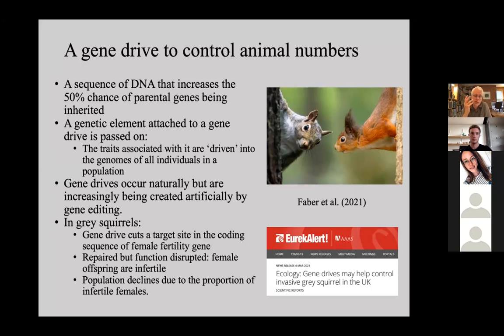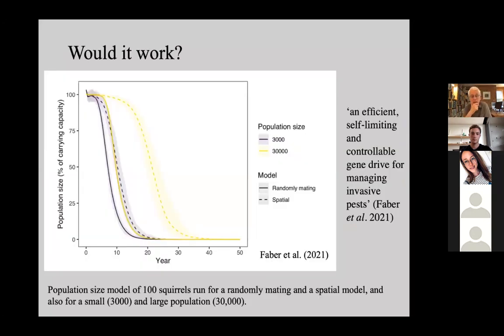And in grey squirrels, you can do it so it cuts a site in the coding sequence of the female fertility gene. It's repaired but disrupted, so female offspring are infertile, and therefore the population declines. Would it work? Well, the paper suggests that it would. This is a modeling with different assumptions about mating, different assumptions about starting population size. But it would be capable of driving the population of grey squirrels extinct with between sort of 12 years and 35 years.